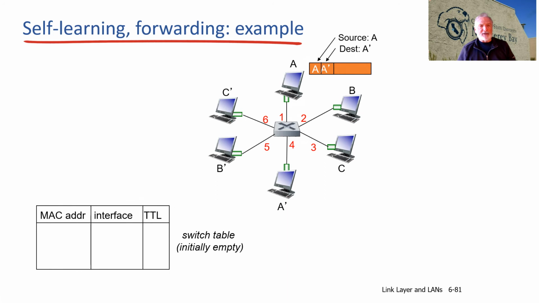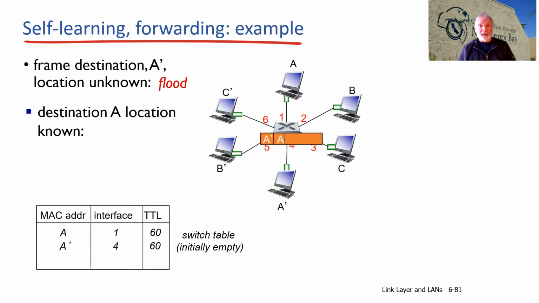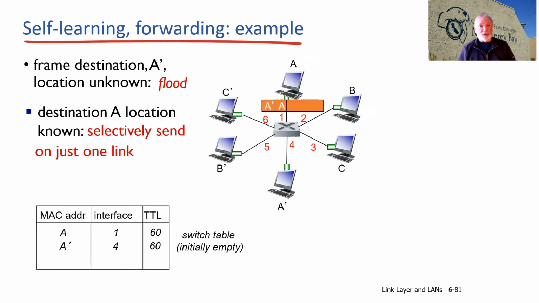Here's an example of switch behavior. If the switch receives a frame and the location of the destination MAC address is unknown, the switch floods the frame out of all of its interfaces except the interface that received the frame. If, however, the destination MAC address is known, that is, it is in the switch table, then the switch will selectively forward the frame to the destination host via its attached interface.